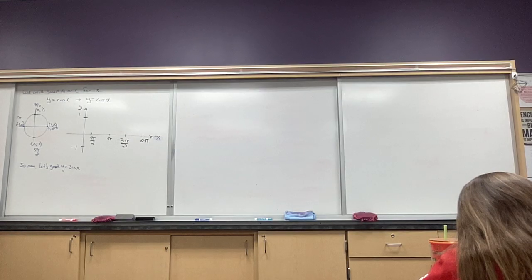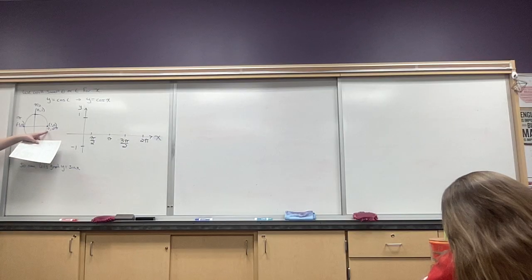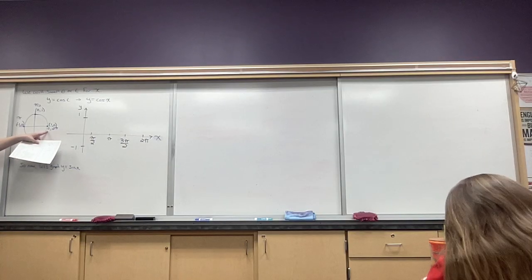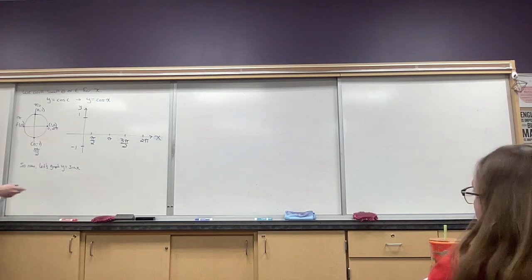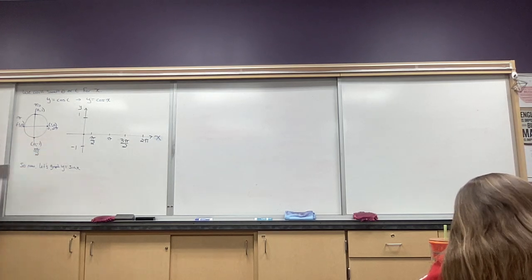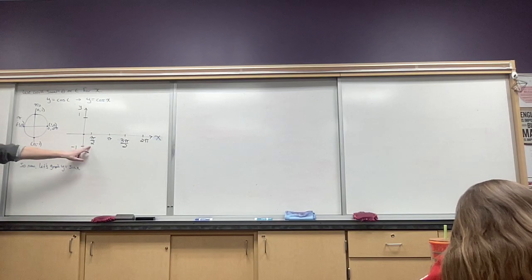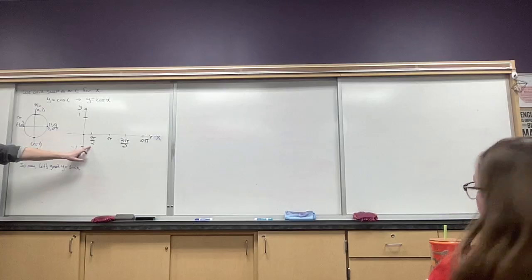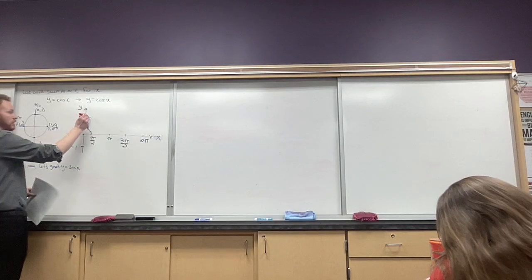So let's plot some points first. Okay, so at 0, what's sine of 0? 0. Yep. So I'm gonna use red. So 0, 0. There we go. There's our first point. Okay, next, pi over 2. What's sine of pi over 2? Yep, 1. So let's put a point right there.